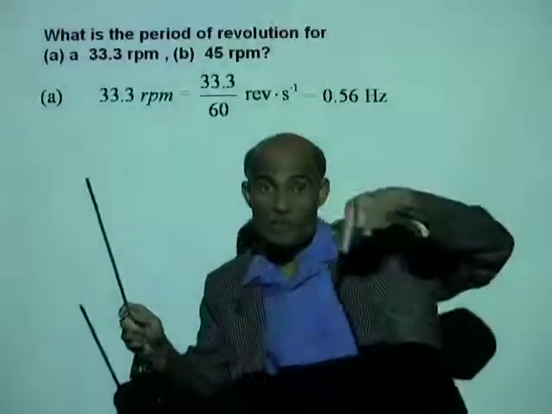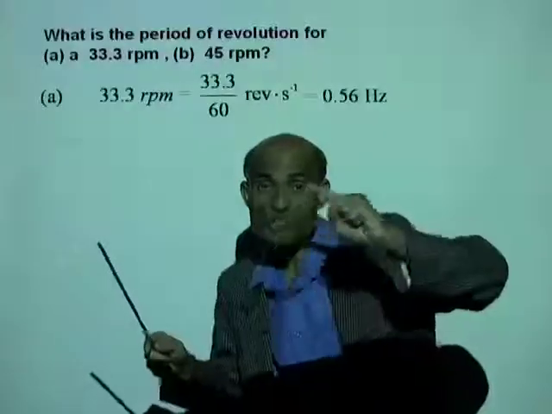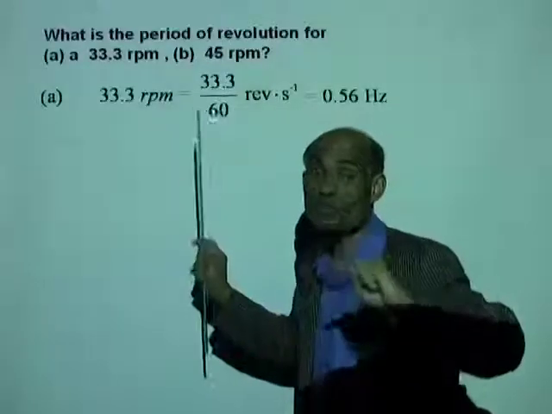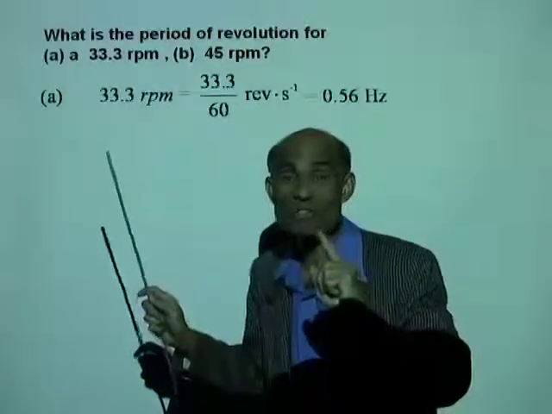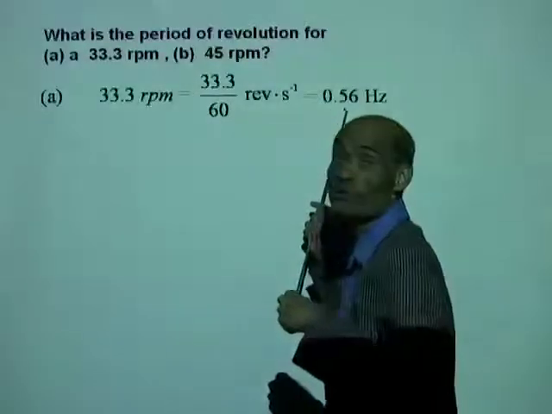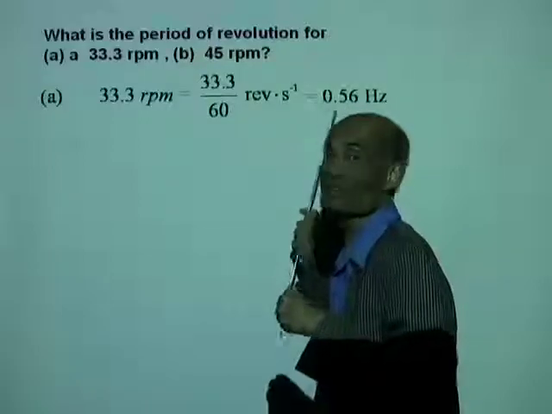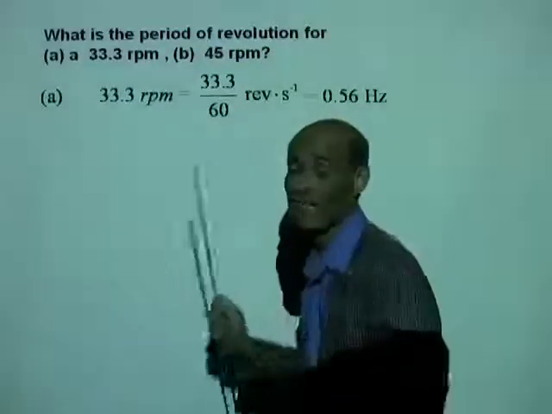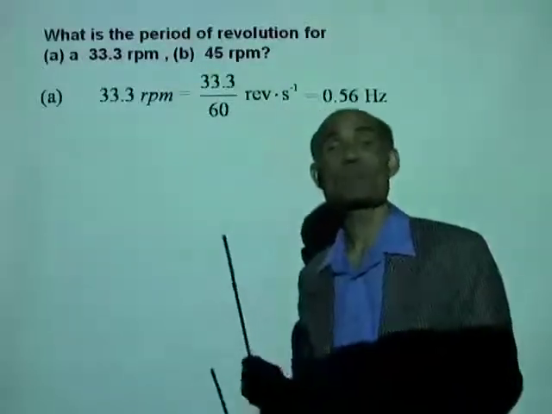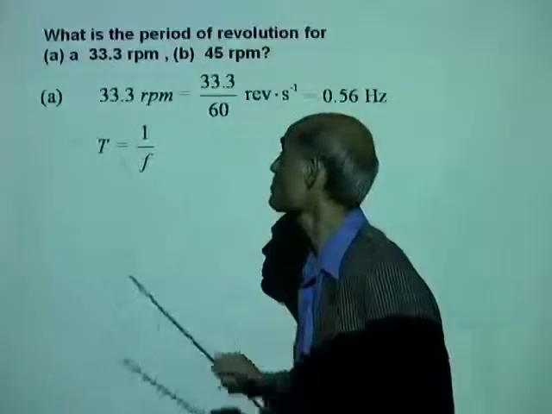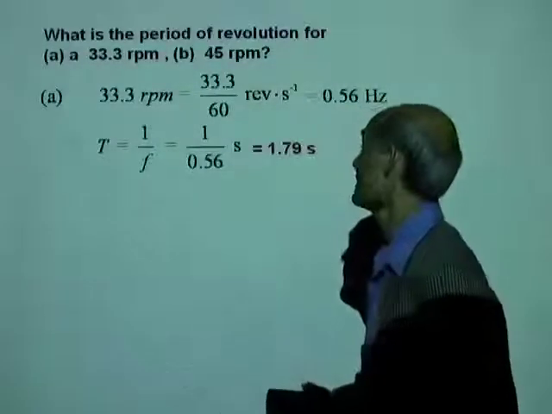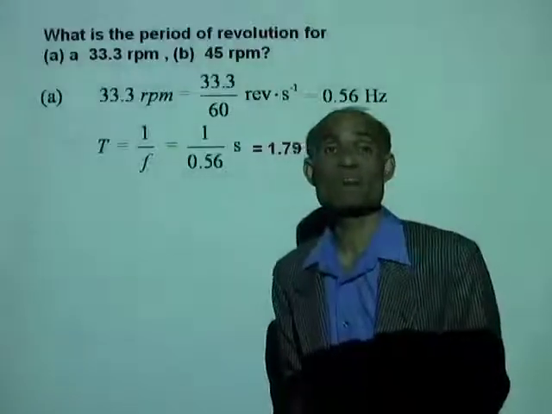It makes 33.3 revolutions in 1 minute, which means it makes 33.3 over 60 revolutions in 1 second. The number of revolutions in 1 second is what we call the frequency. Now we have the frequency. Can you find the period? The period is the reciprocal of the frequency. So T equals 1 over f. That will be 1 over 0.56, that is 1.79 seconds.